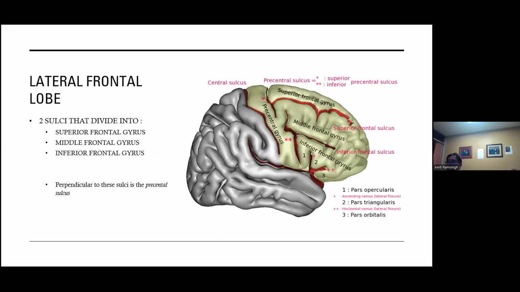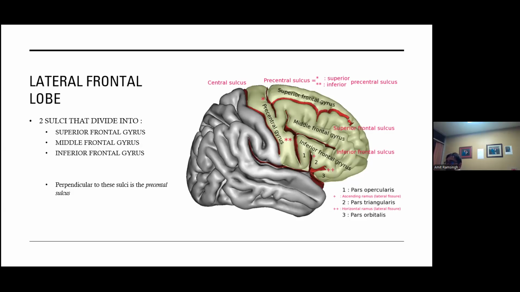In terms of the frontal lobe, looking firstly at the lateral aspect, there are mainly two sulci which divide the frontal lobe into the superior, middle, and inferior frontal gyrus. And perpendicular to all of these sulci is the precentral sulcus. Again, this area is important, as we'll see a little bit further, the precentral sulcus in terms of the motor areas.